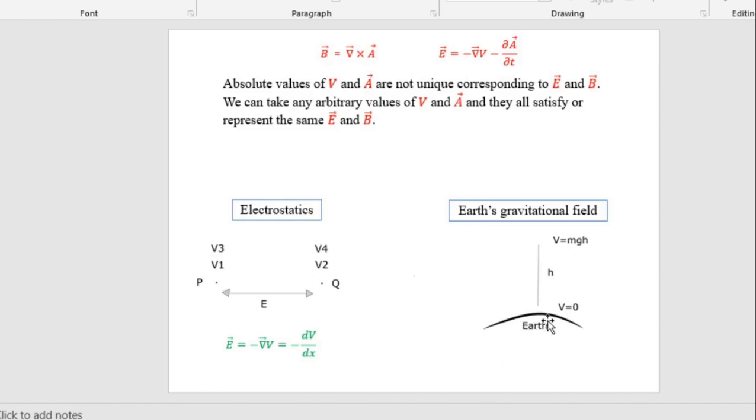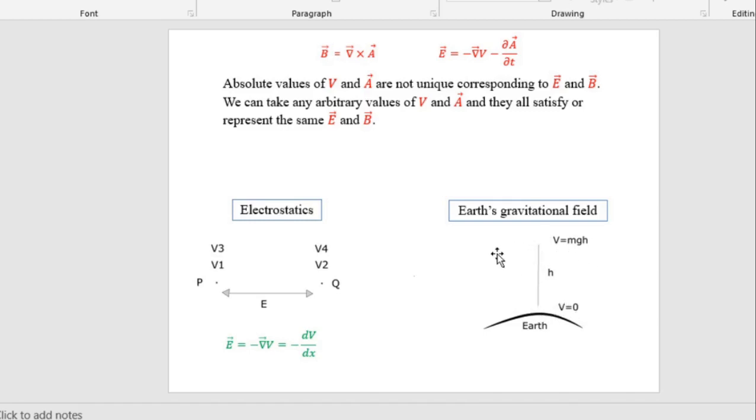And if we choose some non-zero value, say V naught on Earth's surface, then accordingly the potential energy at this point will also change to V is equal to V naught plus mg h. Okay. So that the potential difference between these 2 points will remain the same as mg h. That means the potential energy at height h will remain the same as mg h.